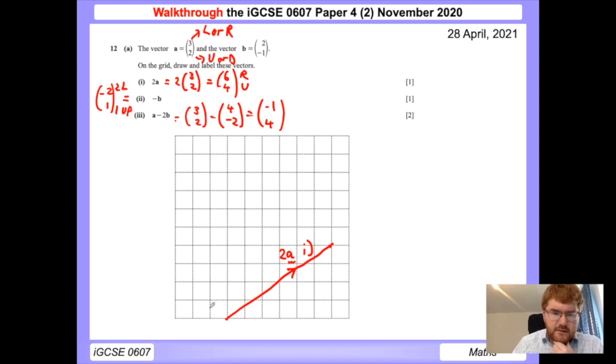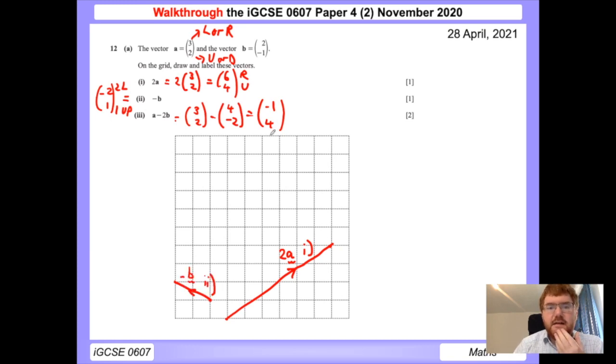So we can then take this vector here. If we start here, for example, we go 1, 2 left and then 1 up. So I draw my vector in here. Arrows are important, you need direction. So this is equal to minus b, or part 2.